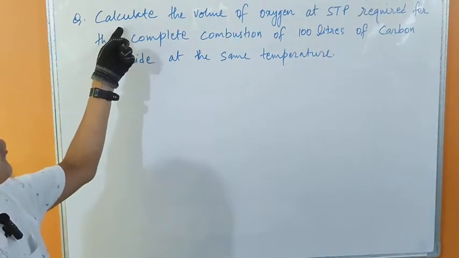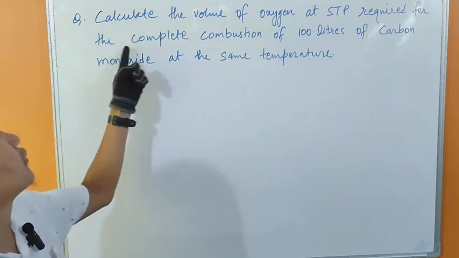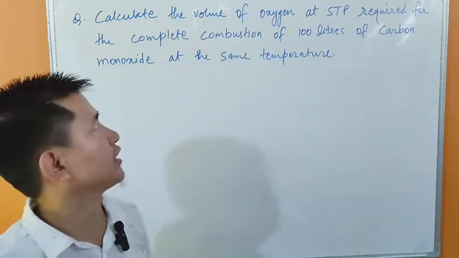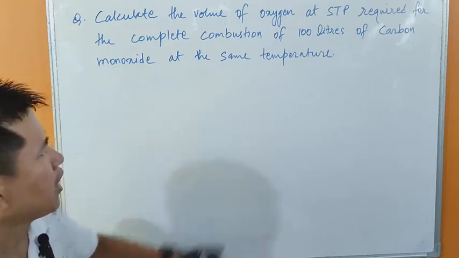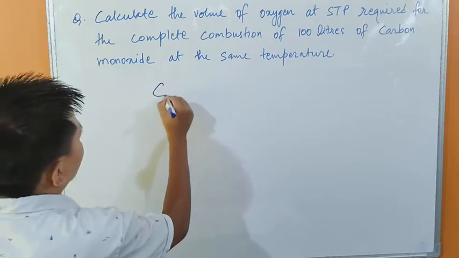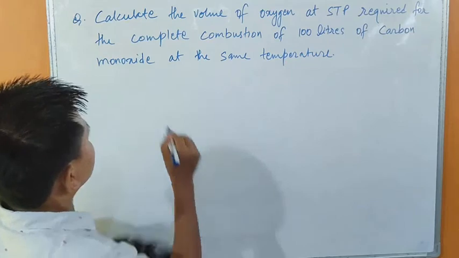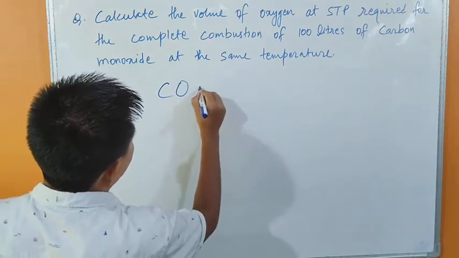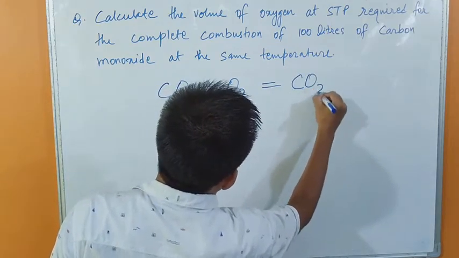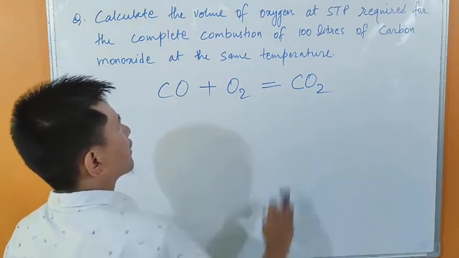Let us first read out the question. Calculate the volume of oxygen at STP required for the complete combustion of 100 liters of carbon monoxide at the same temperature and pressure. This is the equation of combustion. Carbon monoxide, oh, this is carbon dioxide, no, I'm writing carbon monoxide. Carbon monoxide burns in oxygen to produce carbon dioxide gas. We know that carbon monoxide burns in presence of oxygen to produce carbon dioxide gas.